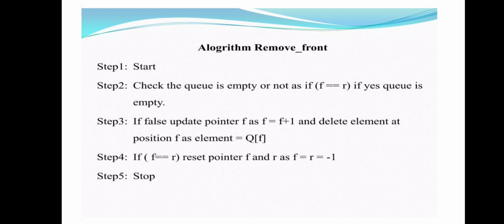Now we'll see the algorithm for removing an element at front position. First of all, start. We have three conditions. One is when front is equal to minus 1, then the queue is empty. Or front equal to rear, then front and rear become minus 1. Other than these cases, front is incremented by a value towards the next elements. This is the algorithm for removing at front position in a double-ended queue.